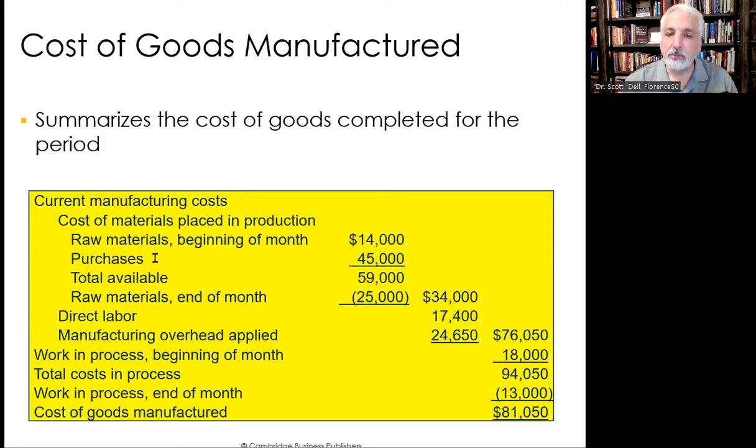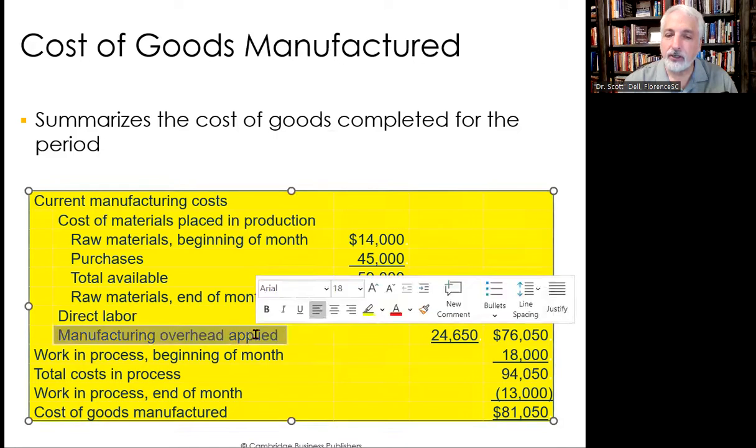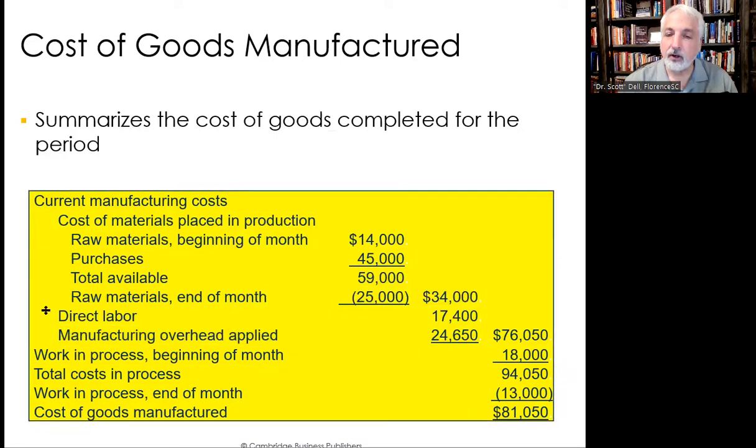And when we have a cost of goods manufactured statement, we have a summary here. Raw materials plus purchases is total available, just like our inventory formula we've learned before. Beginning inventory plus the stuff we got is total available for sale. How much raw materials at the end of the month? We have 34. How much direct labor? 17.4. How much overhead applied? Key term here is applied. How much of that overhead was applied? 24,650. So our total costs, 76,050.